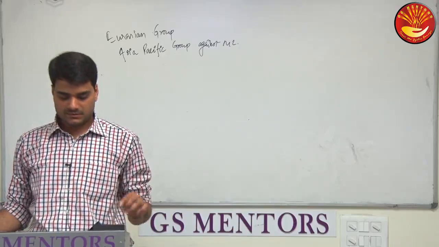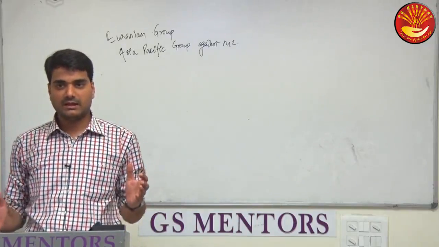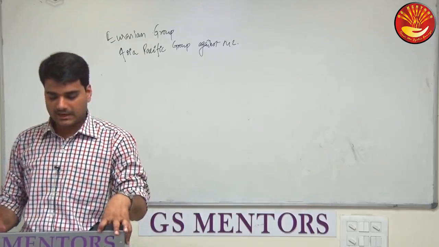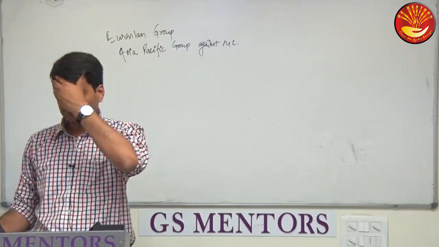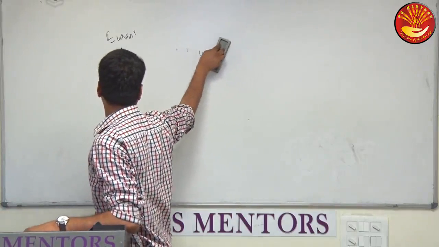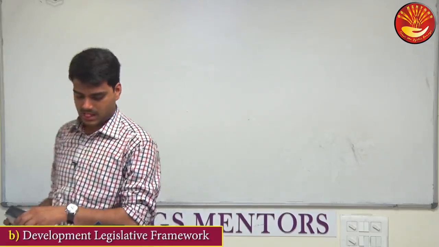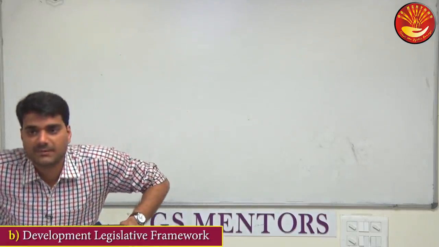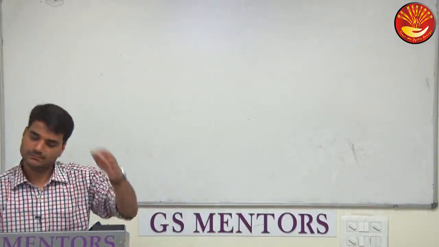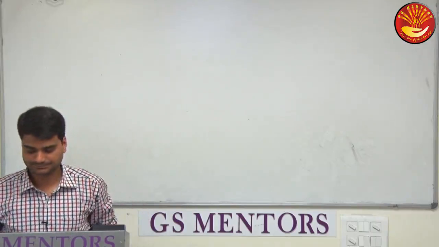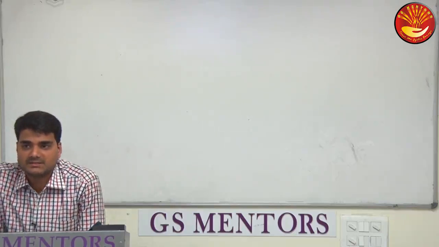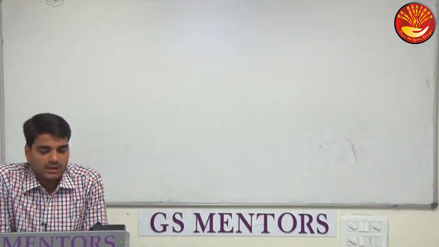Okay. So that was the first point in tackling black money, meaning international cooperation. The second heading you write down: developing legislative framework. It means we need to develop a proper legislative framework within the country to take care of these things.